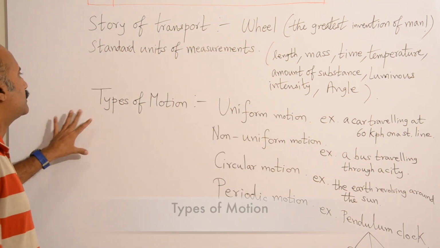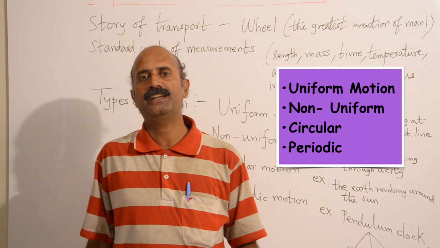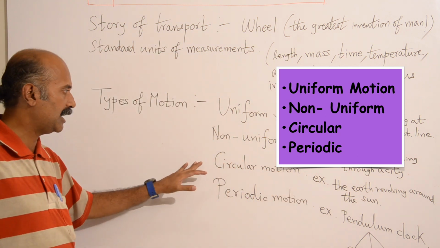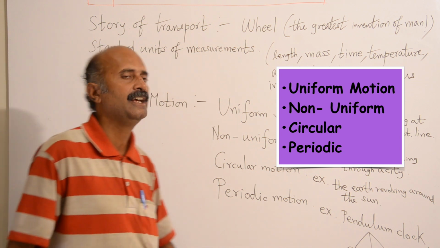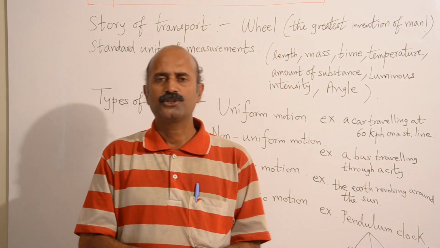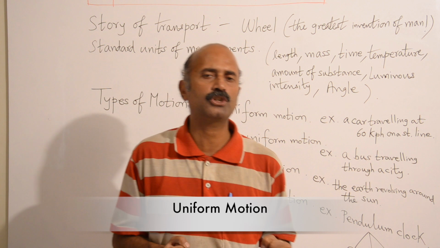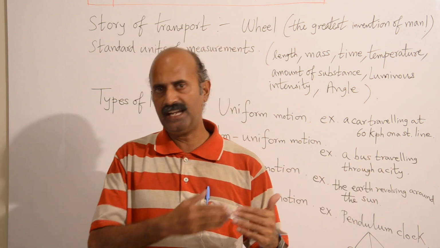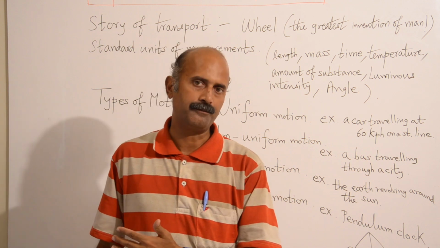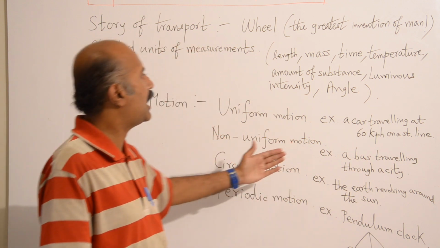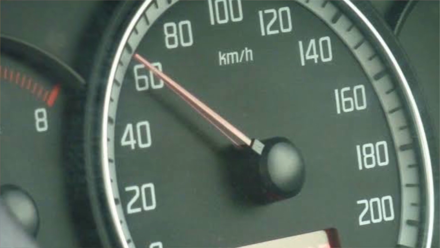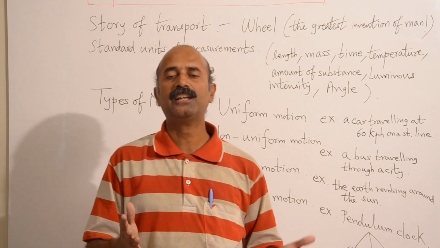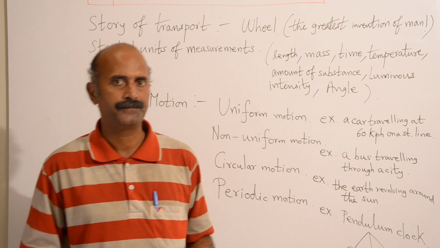Now, we come to types of motion. Motion can be of many types. It can be uniform motion, non-uniform motion, circular motion, periodic motion, many other types are available. So what do you mean by uniform motion? Uniform motion means a body is traveling at a particular speed in a particular direction for a particular time. So for example, a car traveling at 60 km per hour on a straight line for maybe 1 or 2 hours without any change in the speed. That is an example of a uniform motion.